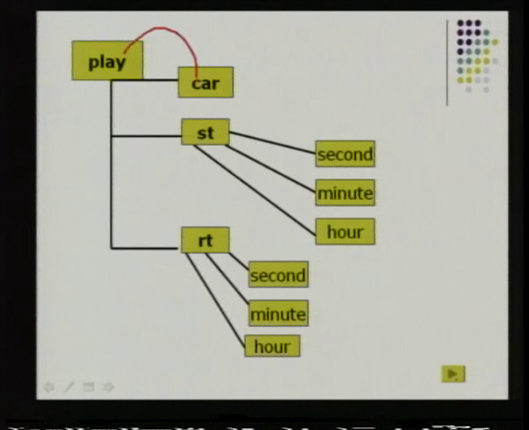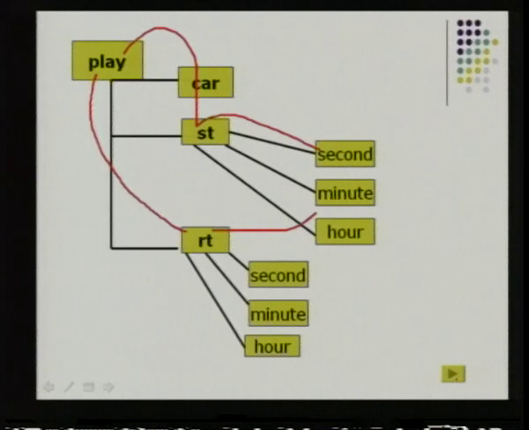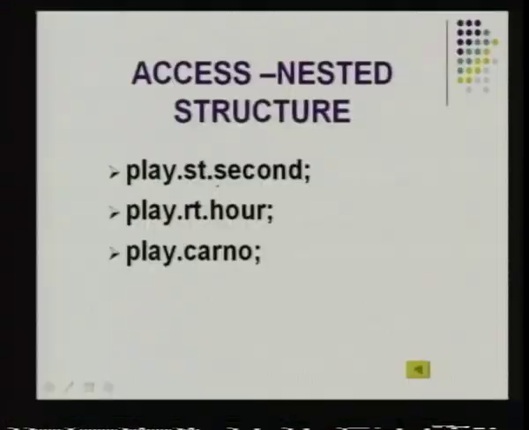Now, if you want to access the values of second, minute and hour through play, you have to come to ST. From ST only you can access this. Similarly, through play you have to come to RT. Through RT only you can access these three, because only they have direct access to them. So how is it going to be done using a programming language? Play dot st dot second, play dot rt dot hour, play dot car number.